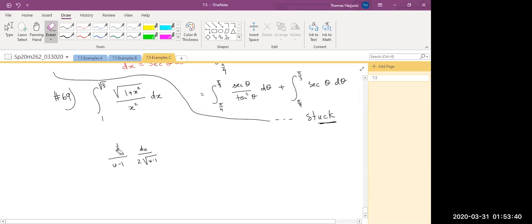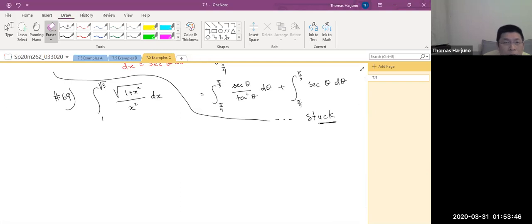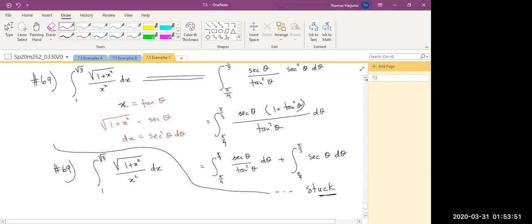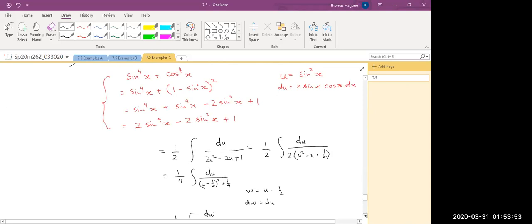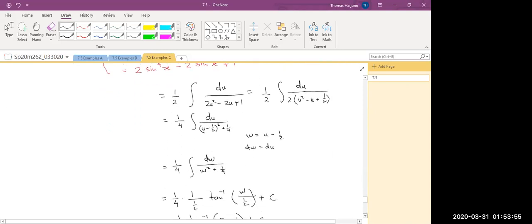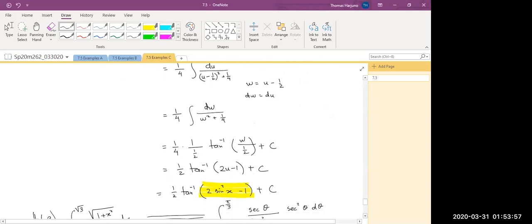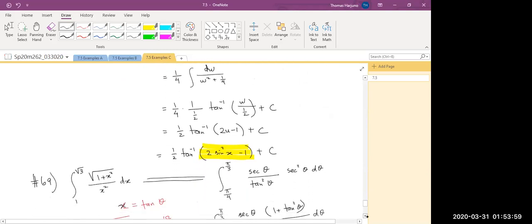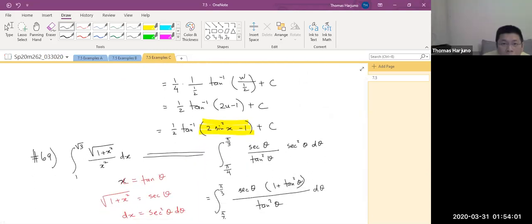Did you do u equal to tangent? You mean x equals tangent? Yeah, tangent. And then dx is secant squared theta. That's what I did. That's what we did right there. Unless you check if I made a mistake though.